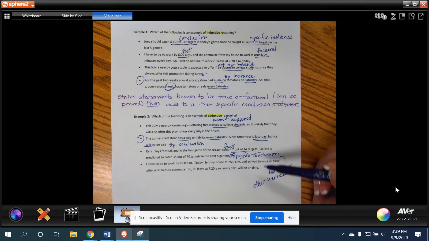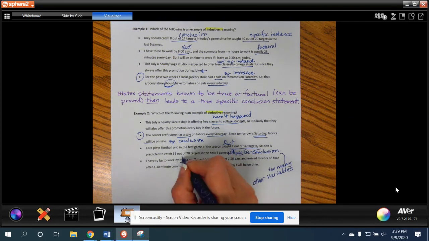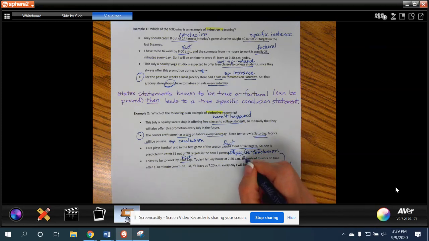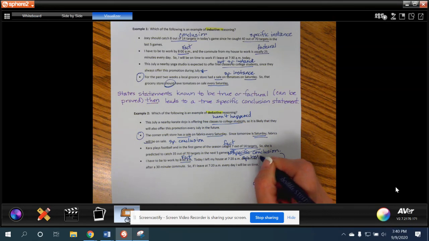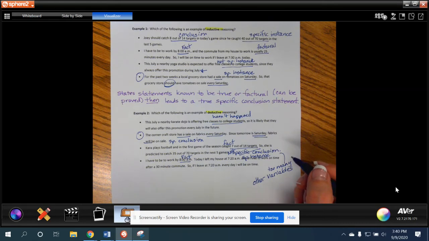So looking at the last one, I have to be to work by 8 a.m. So that's a fact. We're good there. Today I left my house at 7:20 a.m. and arrived at work at 7:50. Okay, that is a specific instance. It's giving a precision of something that occurred. That's questionable. Does that fall one or the other? It's still feeling okay for a deductive until I get to the last statement.